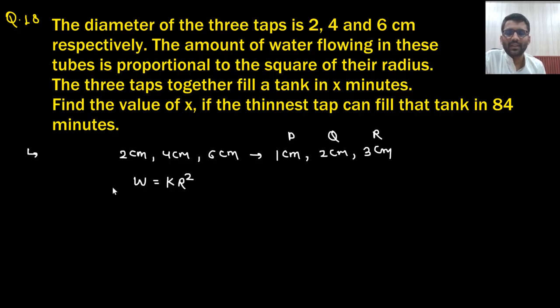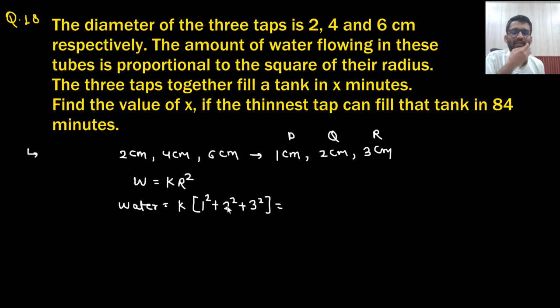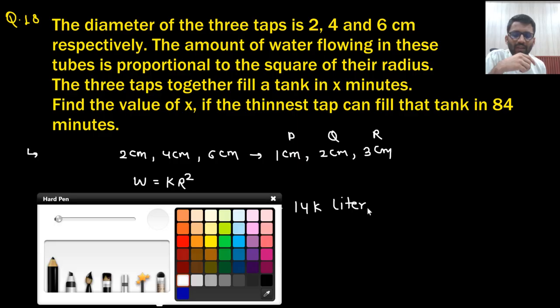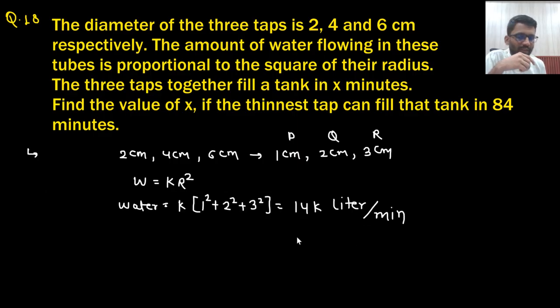The 3 taps together fill the tank in x minutes. So if 3 taps work together, what is the total amount of water that will be given? K into r square: 1 square plus 2 square plus 3 square. That would be 1 plus 4 plus 9, 14. So 14K liter of water per minute they would be giving if all three are working together.